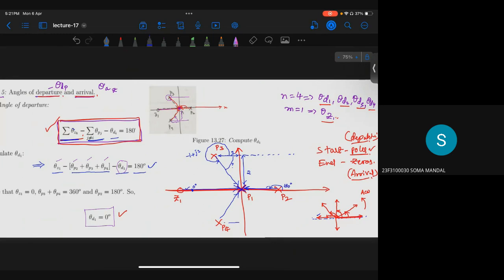Next, the same thing again. This angle and this angle summation will be equivalent to 360. It means you don't need to do that calculation. You can directly substitute 360 here.